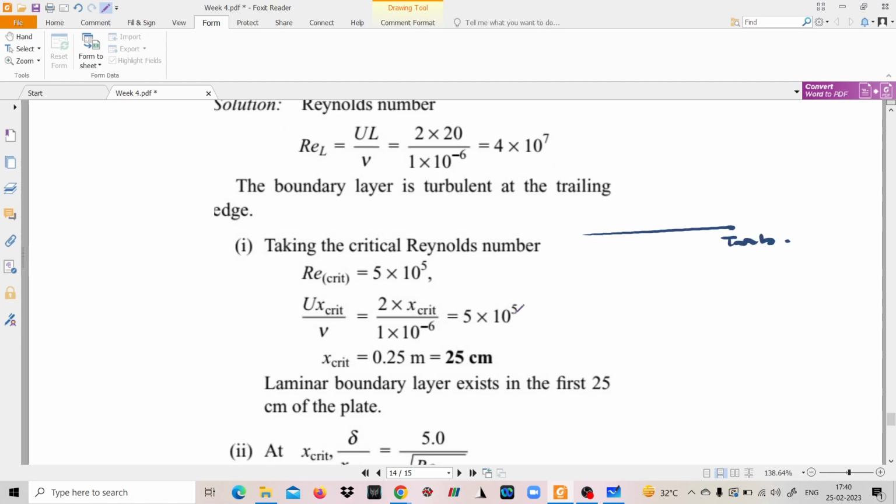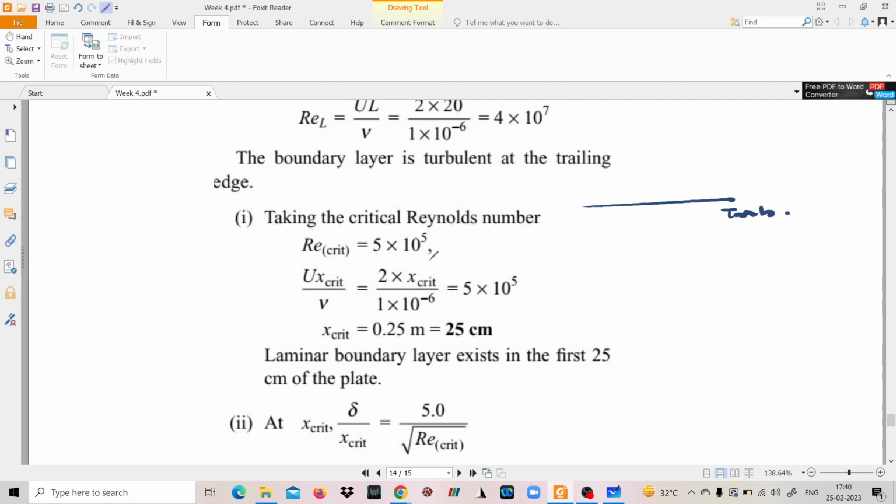Now, the critical Reynolds number, that is the Reynolds number till which the boundary layer remains laminar, is 5 into 10 to the power 5. This is a fact that you need to remember. From this condition you can find the value of x critical, which is 25 centimeter. So the laminar boundary layer exists in the first 25 centimeter of the plate. This is the first part.